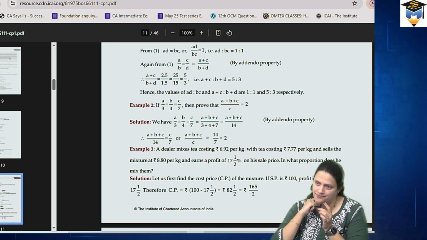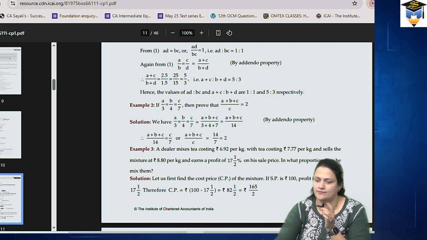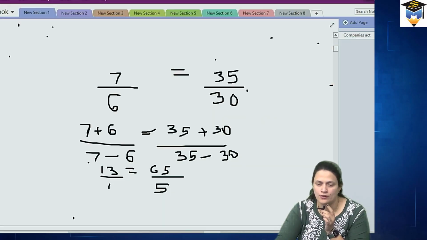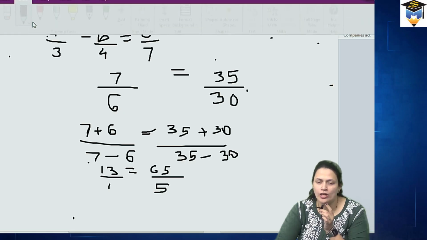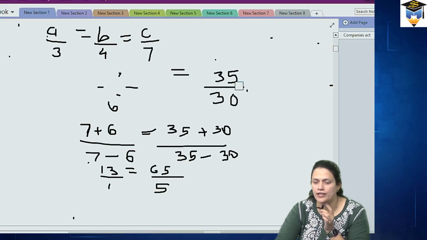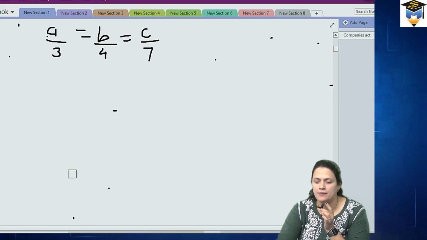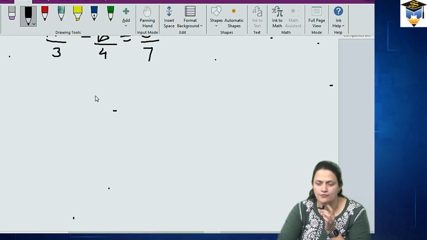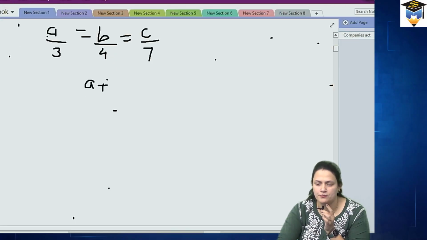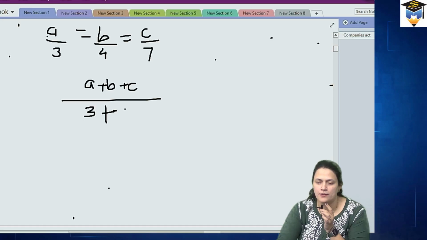A upon 3 is equal to B upon 4 is equal to C upon 7. I'll show you. So by addendo, what are you going to do? Add all the numerators upon all the denominators. So what answer will you get? A plus B plus C, that is equal to 3 plus 4 plus 7.